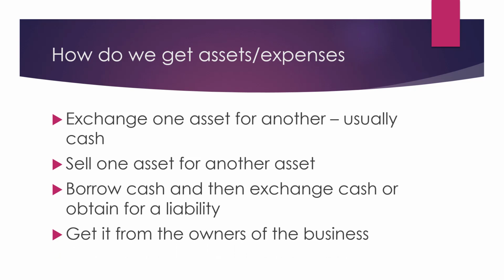And then last and the least common is we get it from the owners of the business. So the other way that we can have an asset is the owner or owners of the business, partners or shareholders, give assets into the business in return for ownership in the business or increased ownership in the business. And that's the fourth way. So that's the only ways that you could obtain assets. Really has to be one of those four ways. And the same thing with expenses.